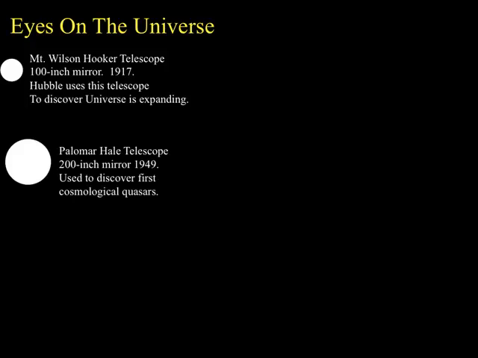Flash forward to 1949, the biggest telescope in the world was the Palomar-Hale telescope. This was 200 inches in diameter. And it was this telescope that was used to discover the first quasars, the first objects in the universe at cosmological distances, where the light is coming from billions of years ago.